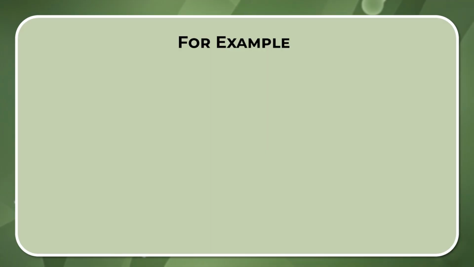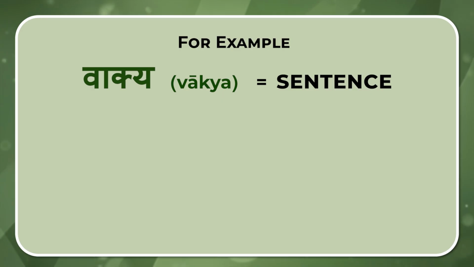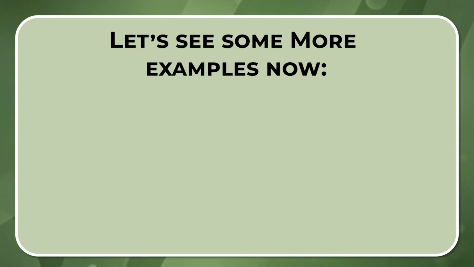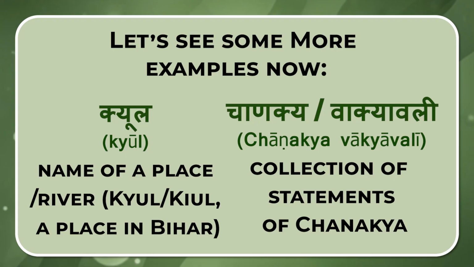This conjunct letter is used in all three places, at the beginning, middle and at the end of the word. For example, Vakya, which means sentence. Ye Vakya sahi nahi hai. Let's see the examples of words with this letter. Kyul, Chanakya, Vakyavali.